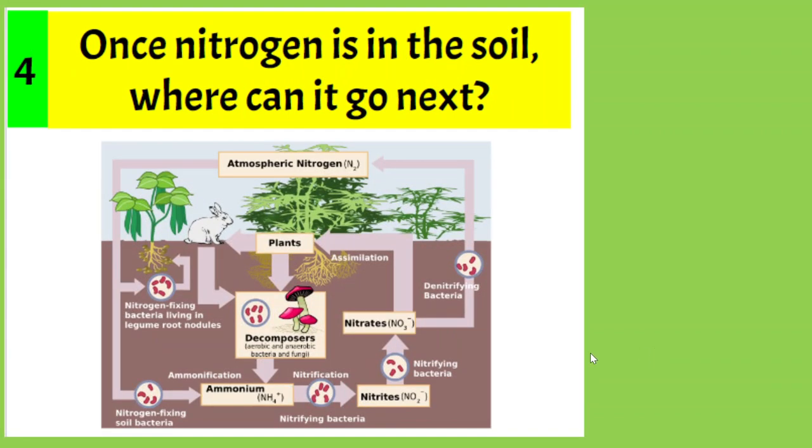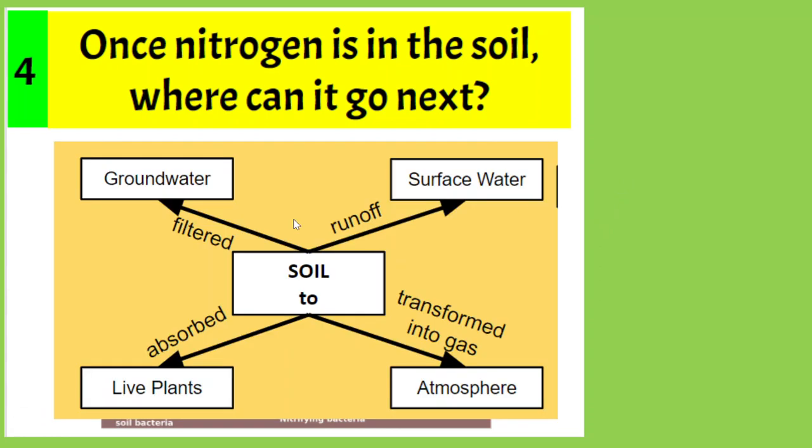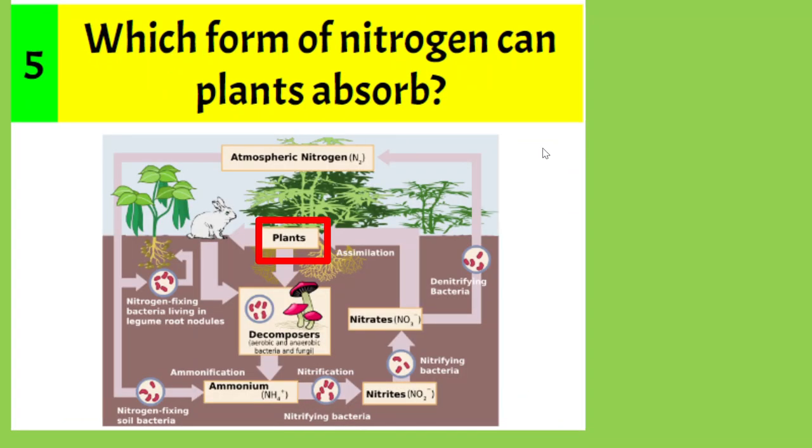Once nitrogen is in the soil, where can it go next? Well, we can look at this little picture diagram and check and see. And if you're looking in your notes, you're in the soil, you can become groundwater, you can become surface water, you can become, and you're really becoming part of the surface water or the groundwater, part of a live plant, or part of the atmosphere. Okay. Which form of nitrogen can plants absorb? Remember, if it's got an A, it's A-OK. That is the one we want to absorb. That is nitrates. A-OK right there.